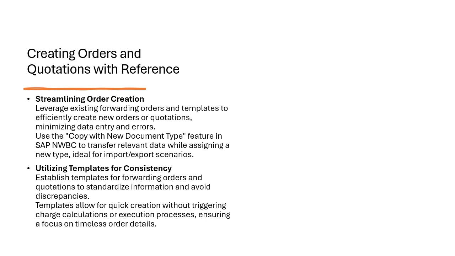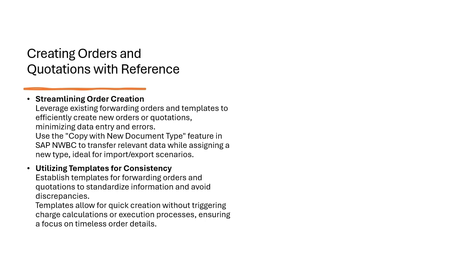For example, an LSP can copy data from a past quotation to create a new forwarding order, which ensures consistency and accuracy while also saving time. The system also allows modifications such as adjusting dates, quantities, and customer specific details, while keeping the structure of the original document intact. This feature enhances operational efficiency, especially when dealing with recurring customers or similar transportation requirements.